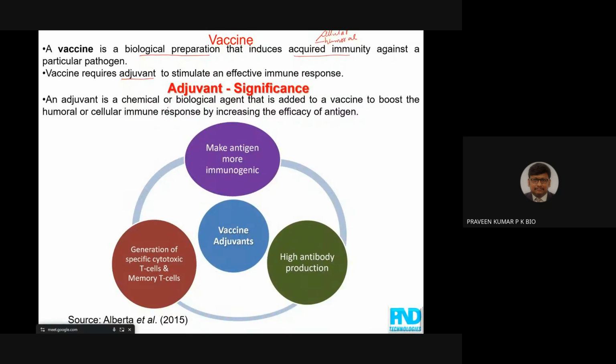He has vast experience in the USA itself. He also brought a USA patent in a melanoma vaccine. So I'm his student. An adjuvant is a chemical or biological agent that is added to a vaccine to boost the humoral or cellular immunity by increasing the efficacy of the antigen. Whatever adjuvant we take, it can be chemical or biological.